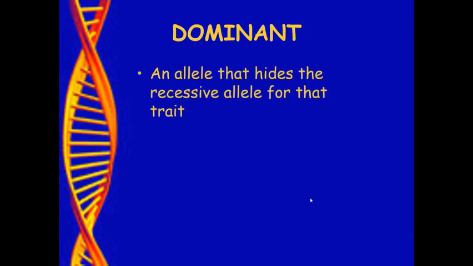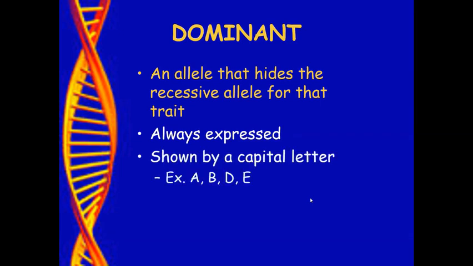And a dominant allele is an allele that hides the recessive allele for that trait. The dominant allele is always expressed. So whether there's 1 or 2 copies of it, it will always be expressed, which means you'll always see that form of the trait. And these are shown by a capital letter. Again, any letter you want to use is fine. Try to pick things that look different, capital versus lowercase. Sometimes for an assignment, I'll tell you to use a specific letter.